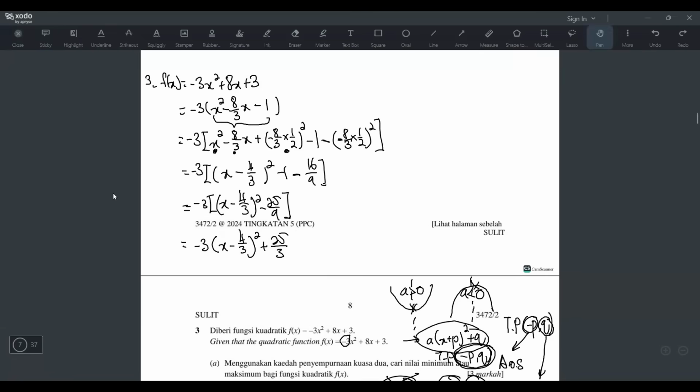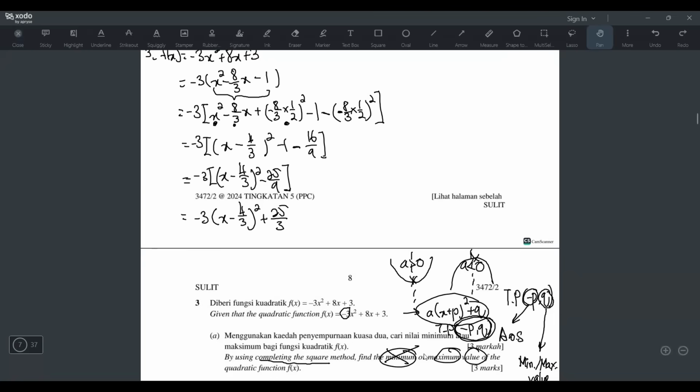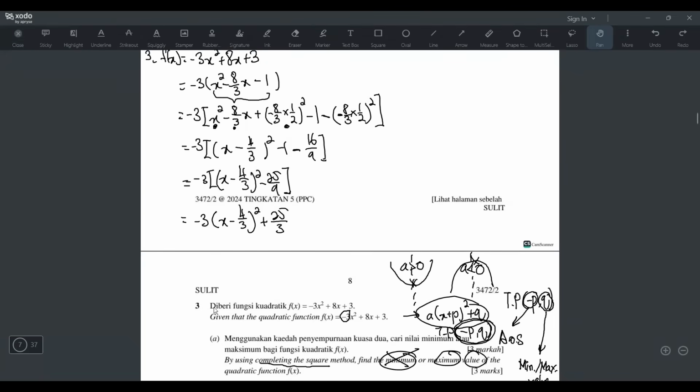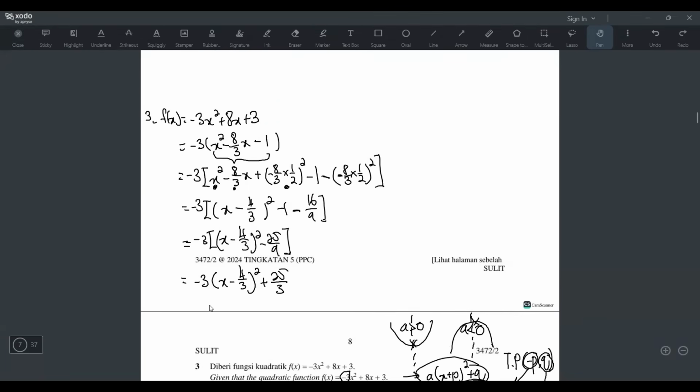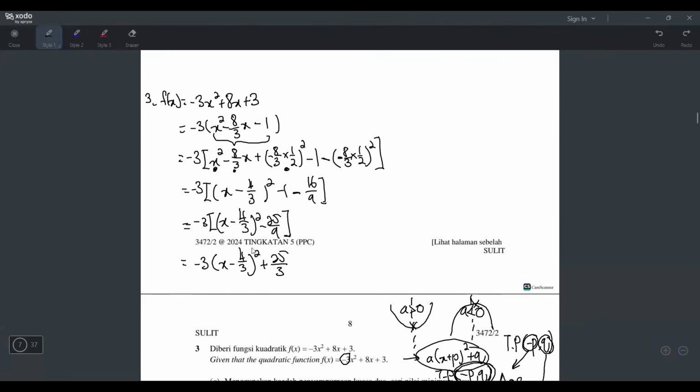But the soalan never asks you to stop here. They ask you to find the maximum value. I already explained why it is not minimum, because the shape is like a sad face, right? So what we do now is let's write down the turning point first. Okay, let's write down the turning point first.